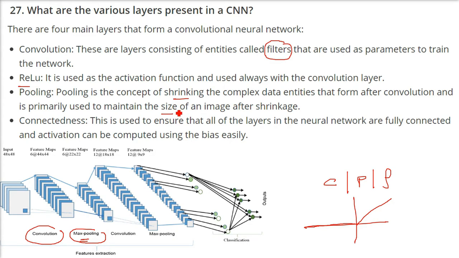So pooling is that step, and then we have one more step, connectedness. This is used to ensure that all the layers in the neural network are fully connected, and activation can be computed using the bias easily. These are the various layers present in a CNN: convolution, pooling, flattening. You can also add the activation function ReLU and the connectedness. One part is for feature extraction, one part is for actual classification. So this previous question and this question are almost related.